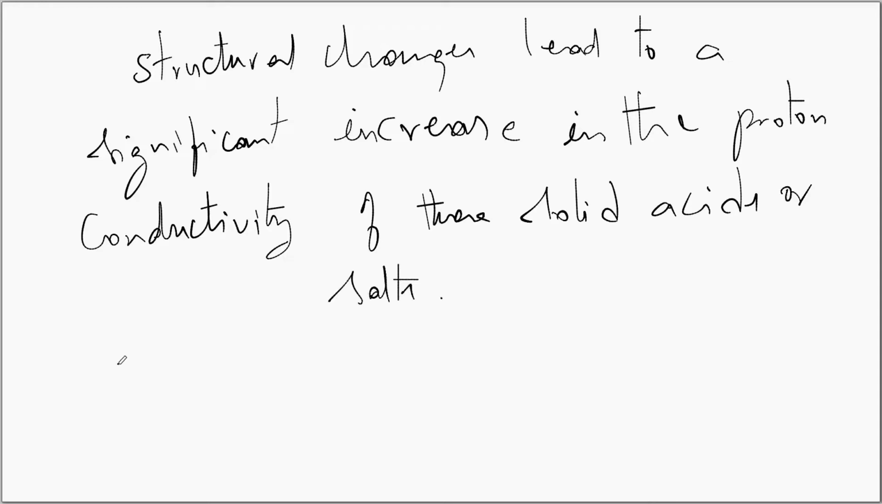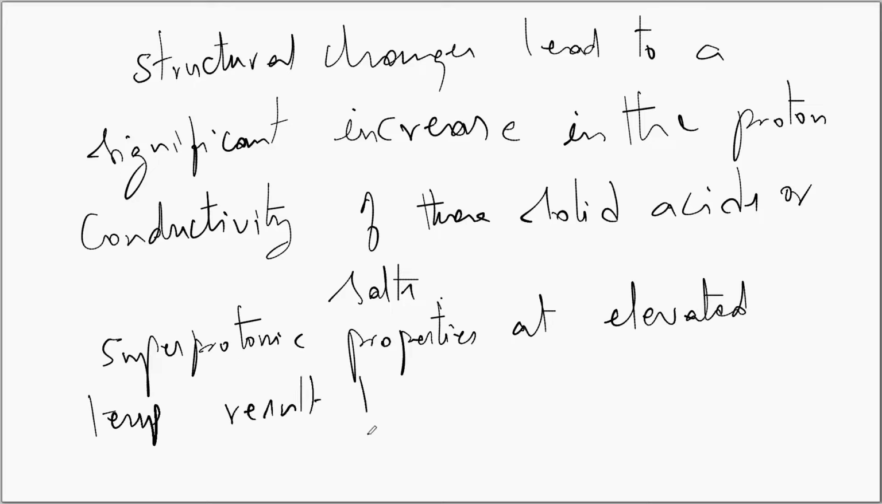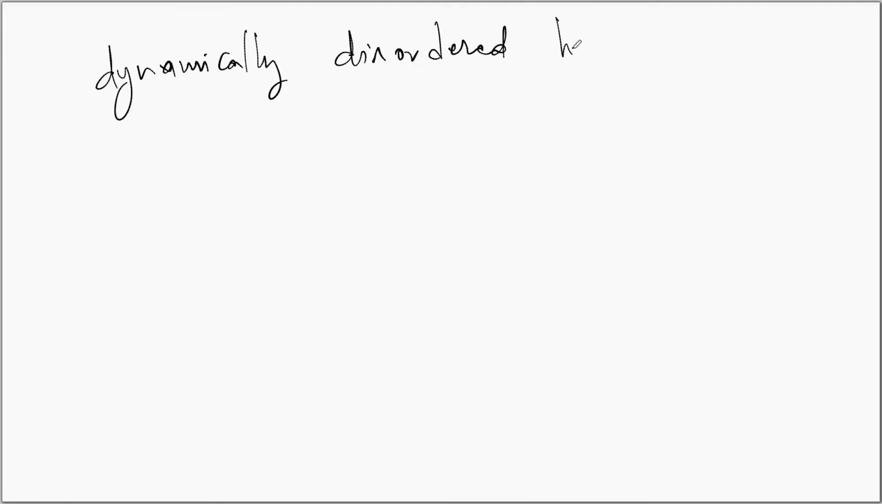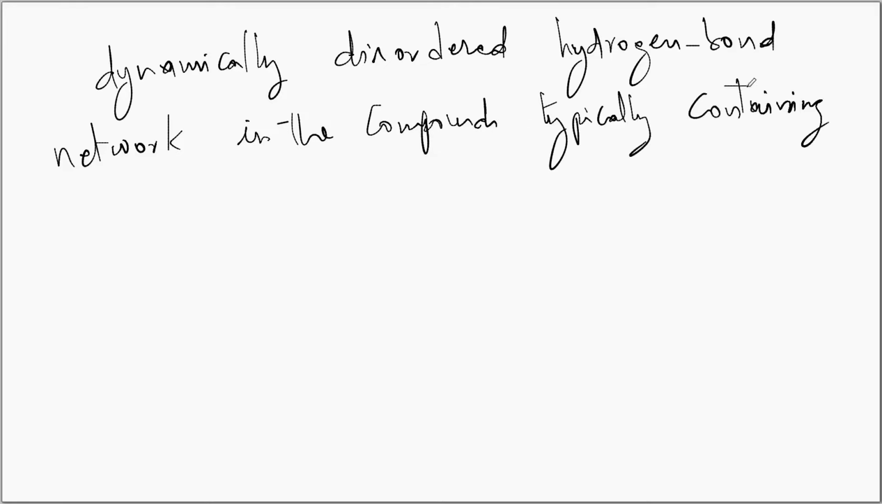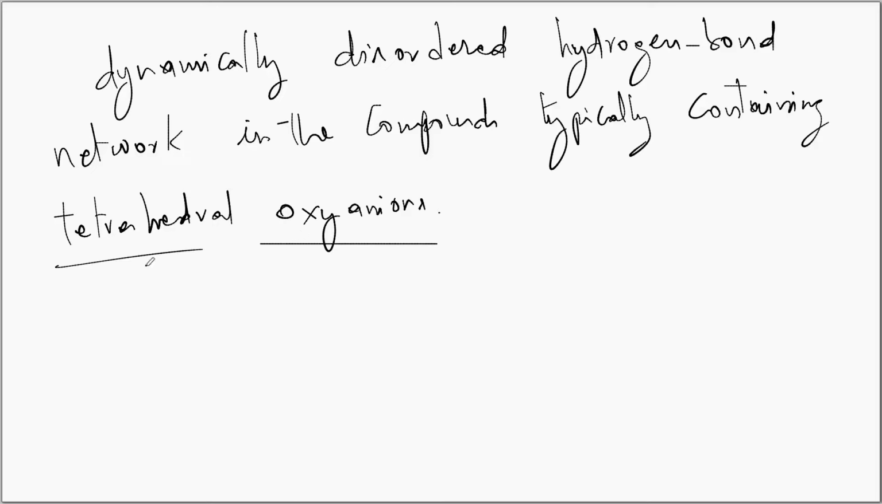The proton conductivity properties are called superprotonic properties, and these can be observed only at elevated temperatures. They result from the existence of a dynamically disordered hydrogen bond network in the compounds, typically containing tetrahedral oxyanions. This is a crucial point here. The oxyanion structure should be tetrahedral. If you have tetrahedral oxyanions in these materials, one can see the superprotonic conductivity at elevated temperatures.